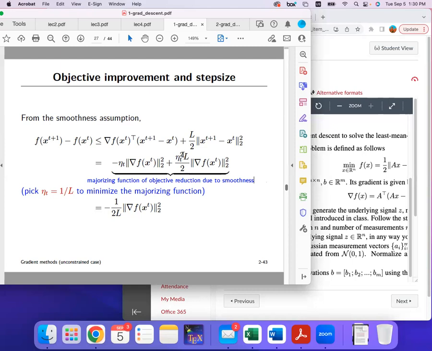And this is a quadratic function in the step size. If you view the other terms as constant, this is negative eta t plus eta t squared. It's a quadratic function. So you want to minimize the right-hand side so that you achieve the maximum progress. You simply optimize the scalar, and you will see 1 over L is the best choice.